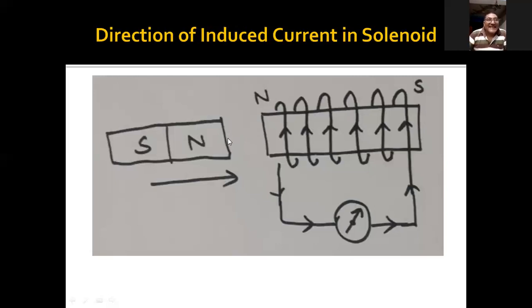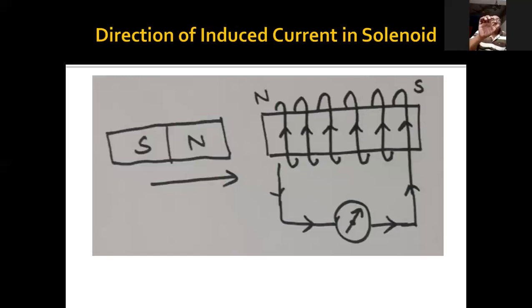Once you have established that this left will be the north pole and this right will be the south pole, then apply the right hand grip rule for the solenoid. Take your right hand, hold the solenoid in such a way that your thumb is pointing in the direction of the north of the solenoid. Then the curls of your fingers are telling you the direction of the current.